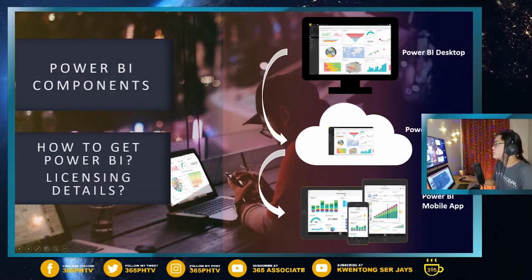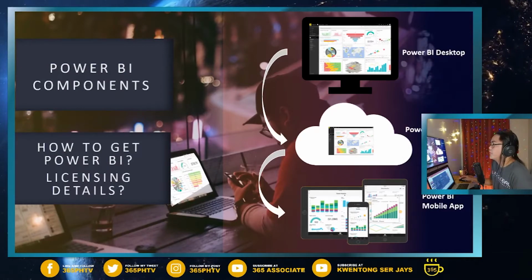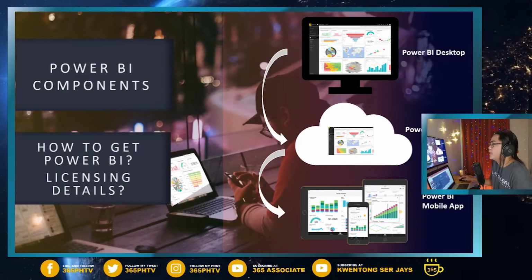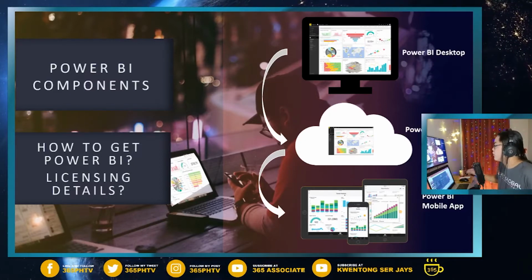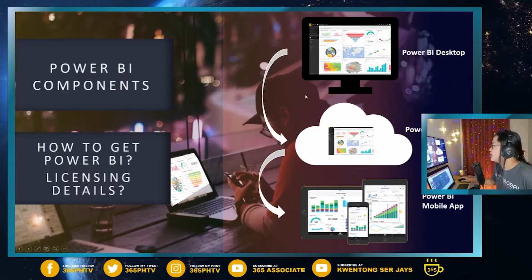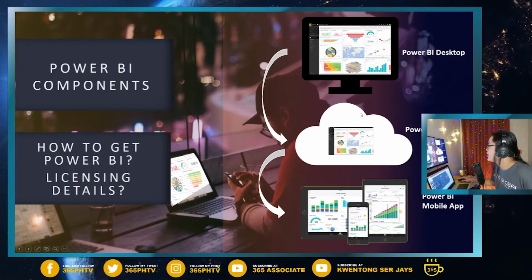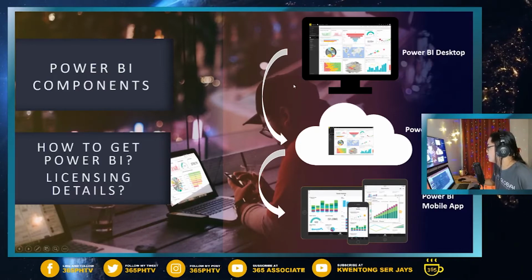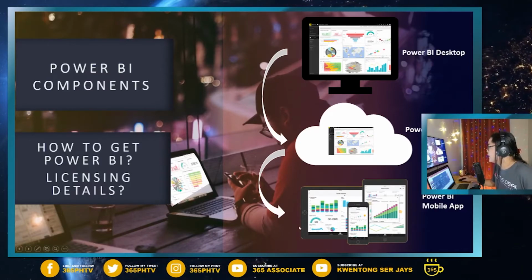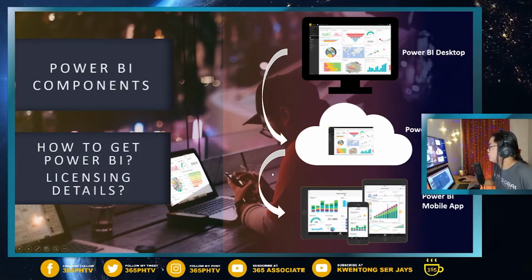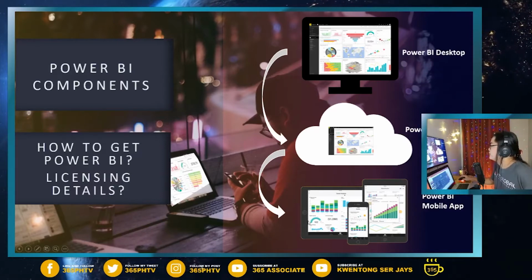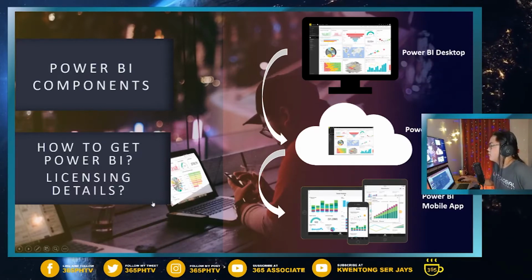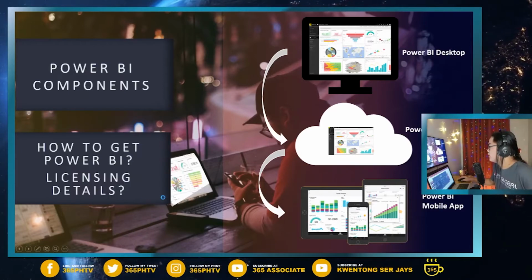Okay, so next is the Power BI components. How to get Power BI, what are the licensing details. For Power BI components, we actually have 3 components of Power BI. One is the Power BI desktop, the one that I will show later on. Next is the Power BI service. It's an online service. And finally, the Power BI mobile application that can be downloaded through iOS or Google App Store.